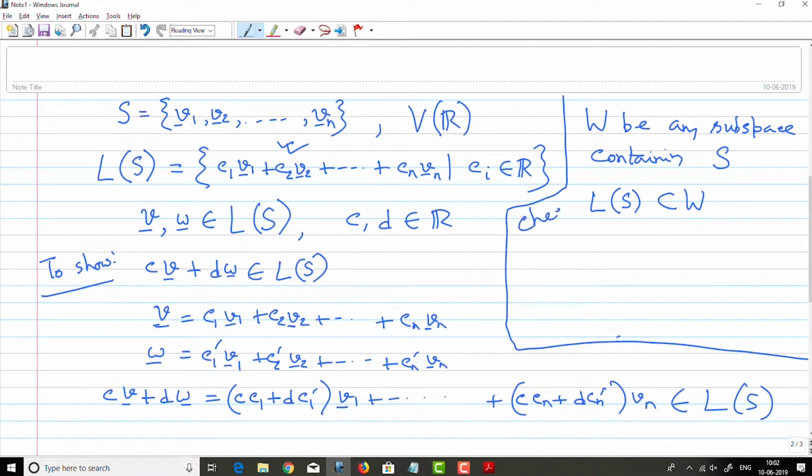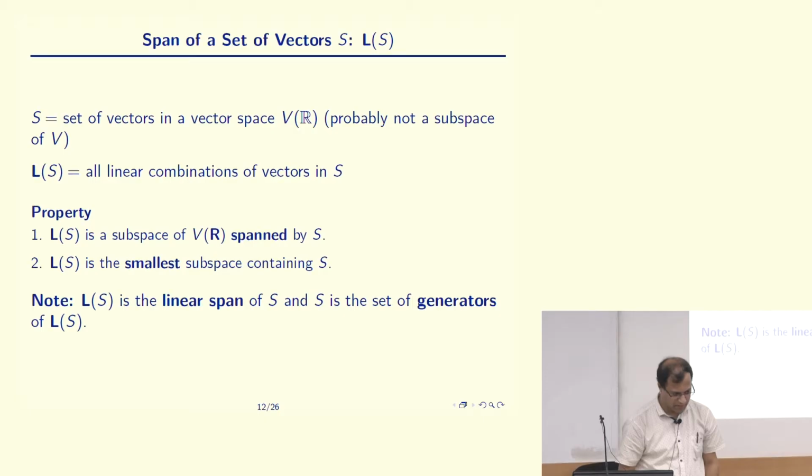Check. How to check this? You take an element from LS, and show that it is contained in W. So that is the proof, right? I'll not complete it, I'll just leave it for you to check if you write it down properly.